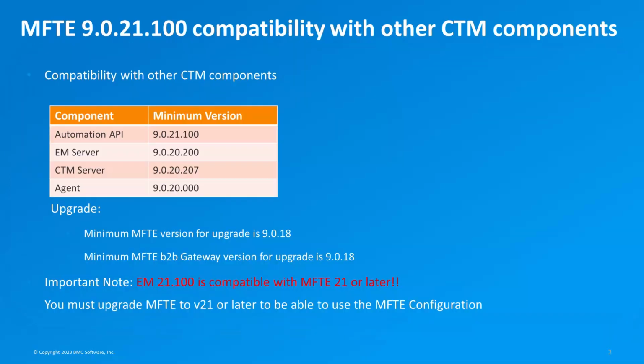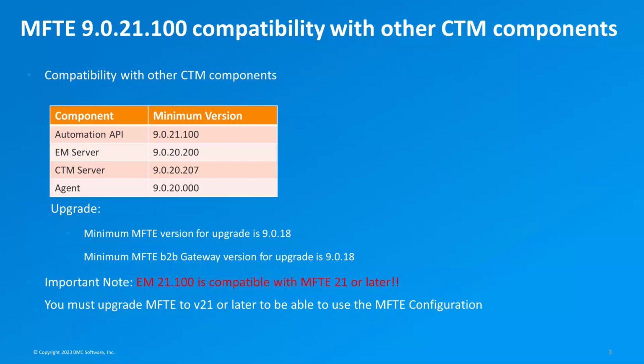Let's start with the MFTE 9.21 Fixpack 1 compatibility with other Control-M components. The Control-M Automation API version has to be 21 Fixpack 1 also for it to be compatible. The minimum version of Enterprise Manager compatible with MFTE 21 Fixpack 1 is 9.20 Fixpack 2. For the Control-M server it is 9.20 Fixpack 2 patch 7. And for the agents, the minimum version required to be compatible is version 20.